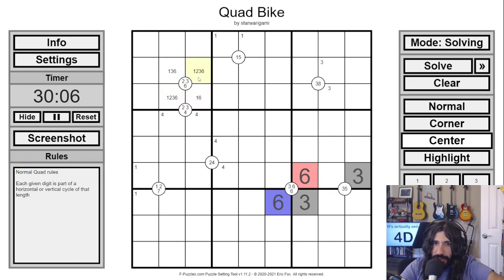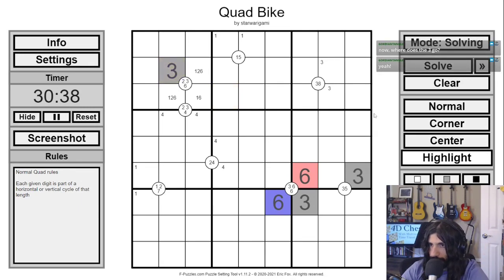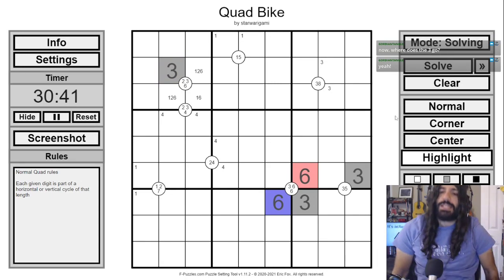So now the 2 is either here or here. If the 2 is here or here, then the 3 must be here, right? For it to be a cycle of the appropriate length. So that means that the 3 is here. And so no 3 for you. Now where does the 3 go? Right here, baby. We did it. Okay, cool. All right. Makes sense.